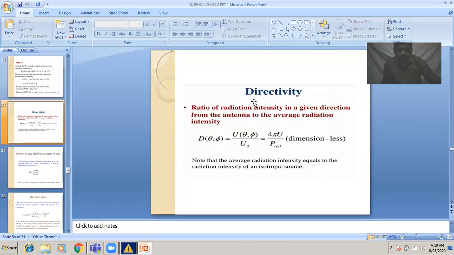And this is the directivity. So already it is defined. What is directivity? It is nothing but the ratio of the radiation intensity in a given direction to the average radiation intensity. The expression is radiation intensity given by U of theta comma phi divided by average radiation intensity. So average radiation intensity is generally the radiated power divided by 4 pi. That means P_rad divided by 4 pi in the denominator. So that the 4 pi will be coming to the numerator. Therefore 4 pi into U by P_rad.